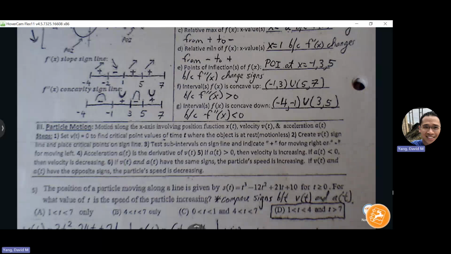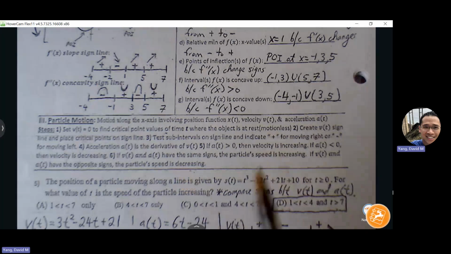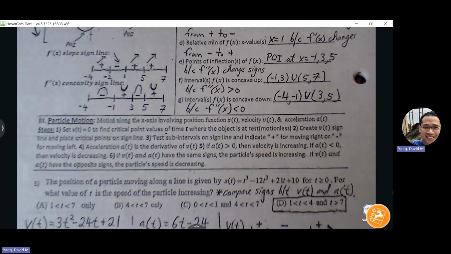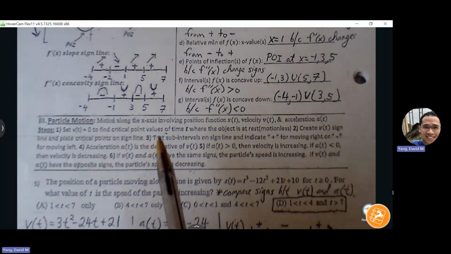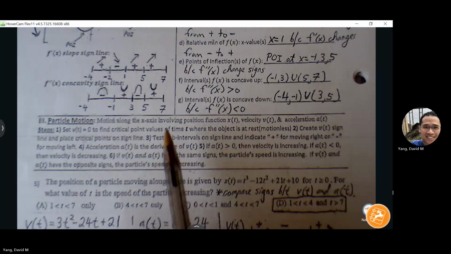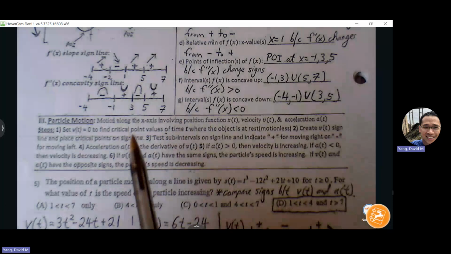Okay, next up, particle motion. Particle motion problems actually feel a lot like creating your first derivative test and your test for concavity, because instead of calling it f prime and f double prime, we're going to call this position, velocity, and acceleration. So velocity is kind of like your f prime, acceleration is kind of like your f double prime. So particle motion is motion along the x-axis involving the position, velocity, and acceleration.